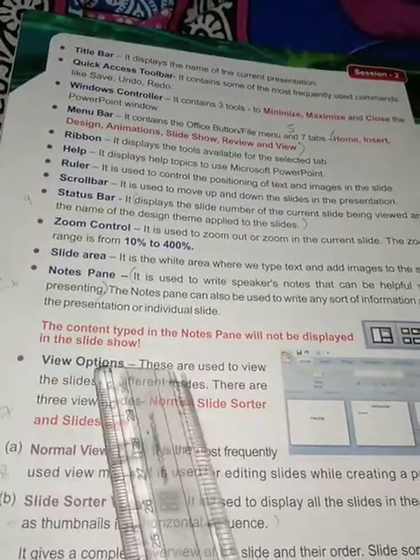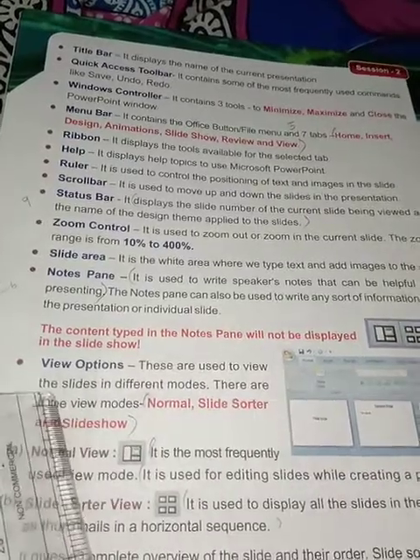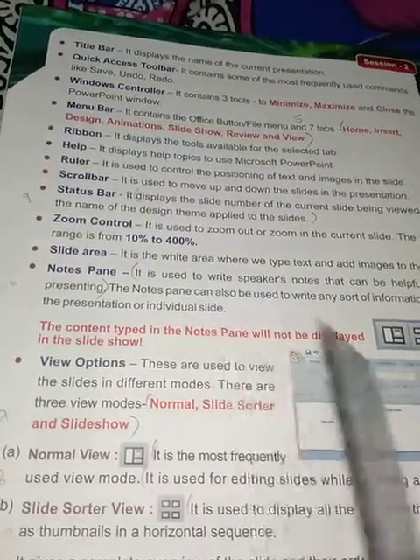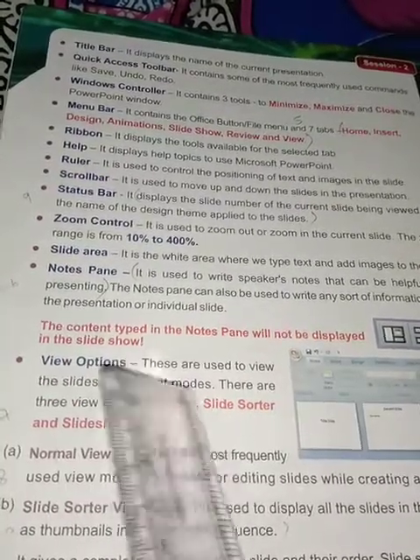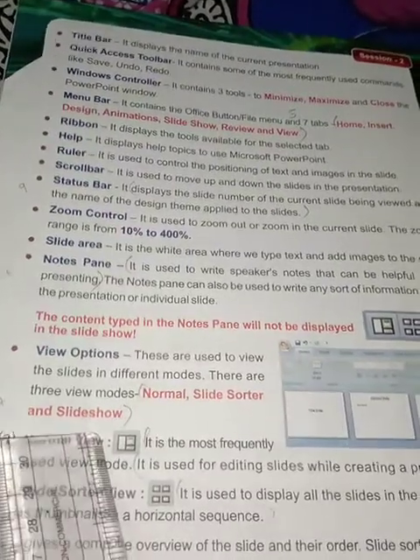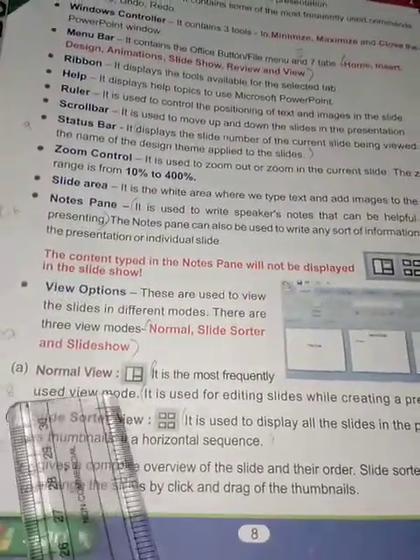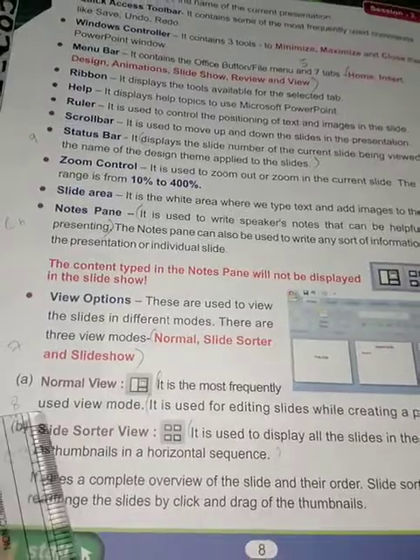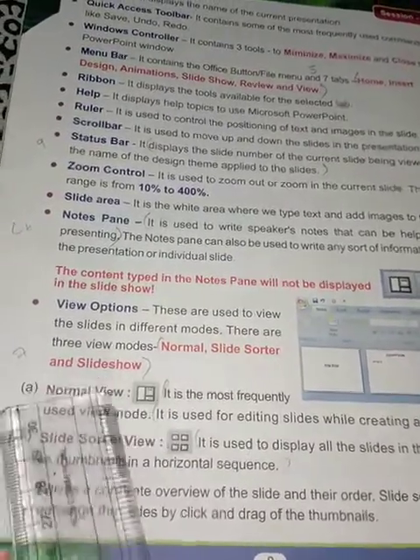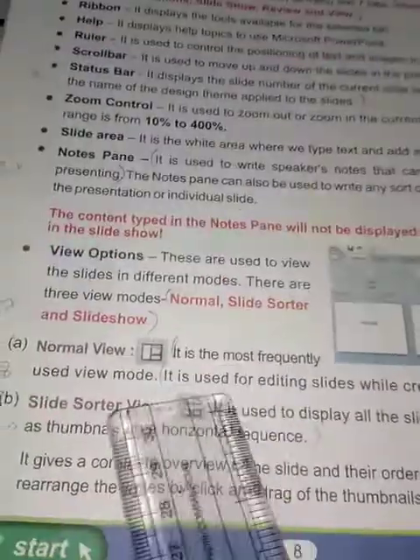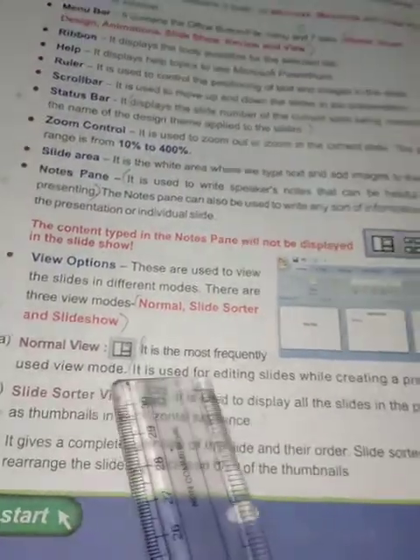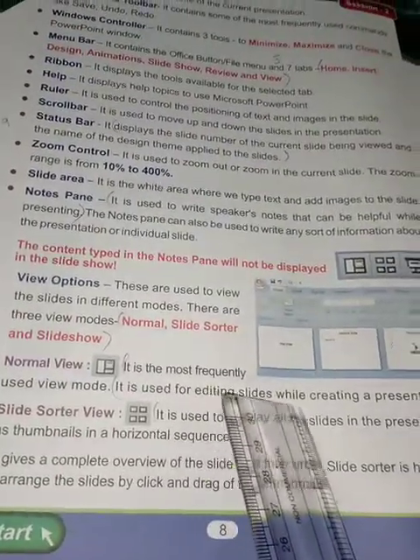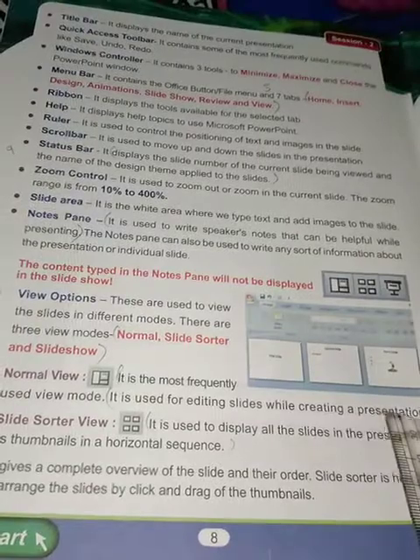View options. These are used to view the slides in different modes. There are three modes: normal, slide sorter, and slideshow. Normal view is the most frequently used view mode. This normal view is the most used view mode. It is used for editing slides while creating a presentation.